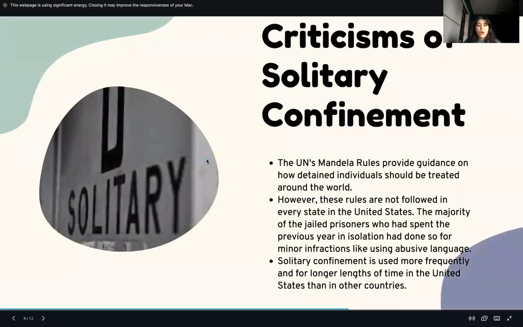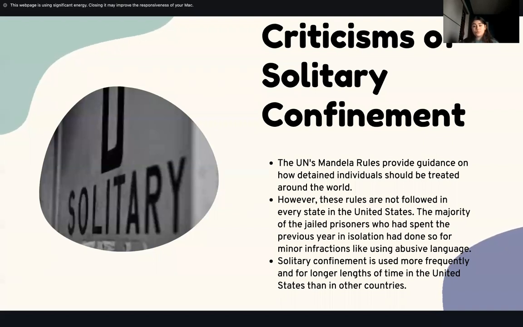Okay, so criticisms. So the UN's Mandela rules, named after Nelson Mandela, who I will speak more on in a second. He has played a large role in speaking out against solitary confinement. The Mandela rules set out how prisoners should be treated around the world and how solitary confinement should be treated. Some of the rules include that disabled persons shall not be placed in solitary confinement, and as previously mentioned, that a sentence longer than 15 days in solitary confinement is considered psychological torture.